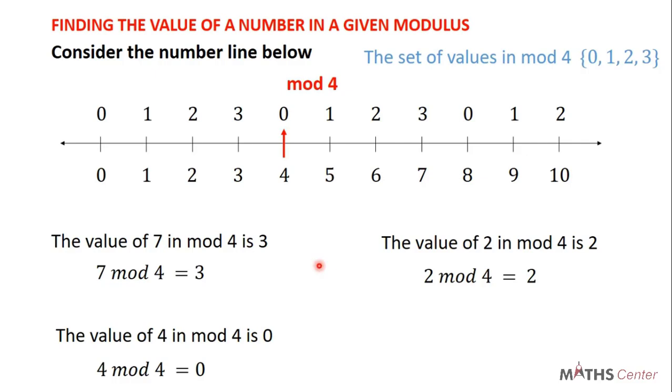Now let's look at something here. What if we want to find the value of 20 in mode 4? From our number line, we will have to extend this number line to include 20. Then we list the set of values in mode 4 against it. The one that corresponds to 20 will give us the value of 20 in mode 4. That will be time consuming, but fortunately for us, we have a very simple method of doing it. We are going to consider that method in the next video.